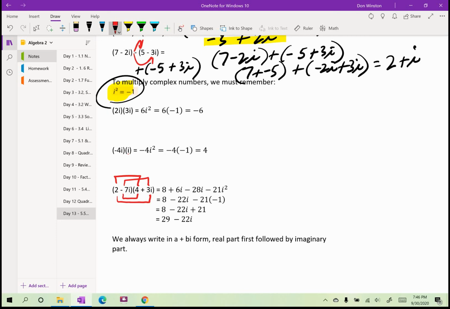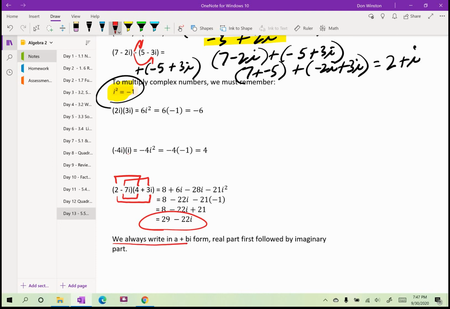So we have 8 minus 22i minus 21i squared, but i squared is negative 1. And so we have 8 minus 22i plus 21. And then finally we have 29 minus 22i. And we always write in a plus bi form, the real part first and then the imaginary part.